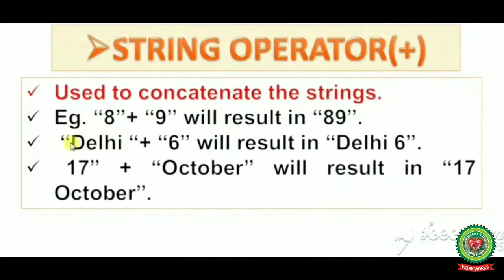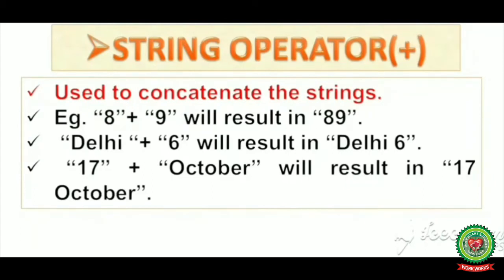Second example, "Delhi" in double quotes plus "6" in double quotes will result in Delhi 6, means both the strings will join together. Third example, 17 plus October will result in 17 October. So this way we can join the strings also, and when we have to print our message and result on the screen, at that time also we will use this concatenation operator.